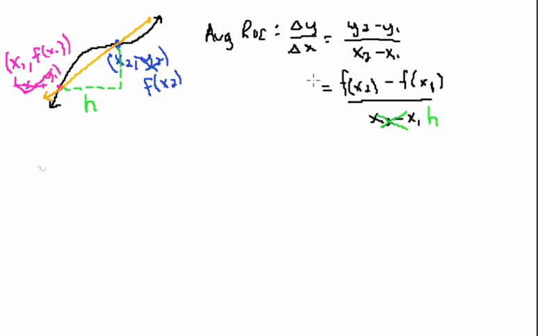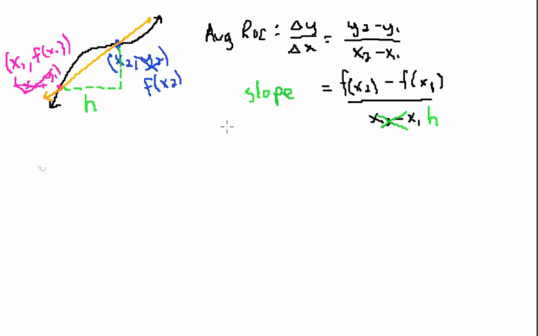Keep in mind, this is really just the slope. Slope starts with an s, I guess. This is still just the slope of this secant line that goes through these 2 points. It's the average rate of change. We're doing y2 minus y1 over x2 minus x1, but we've done some substitution here.